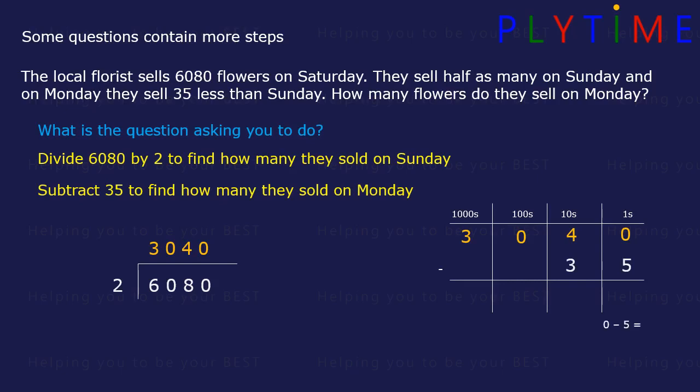0 minus 5 we can't do, so we need to exchange 1 ten for 10 ones. Change this to 3 and 10 ones. Now 10 minus 5 equals 5. And in the tens column, 3 minus 3 is 0. And 0 minus 0 is 0. And then 3 minus 0 equals 3. So on Monday they sold 3,005 flowers.